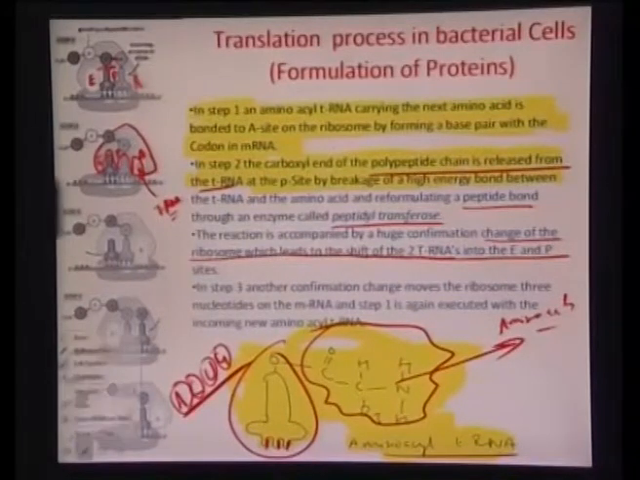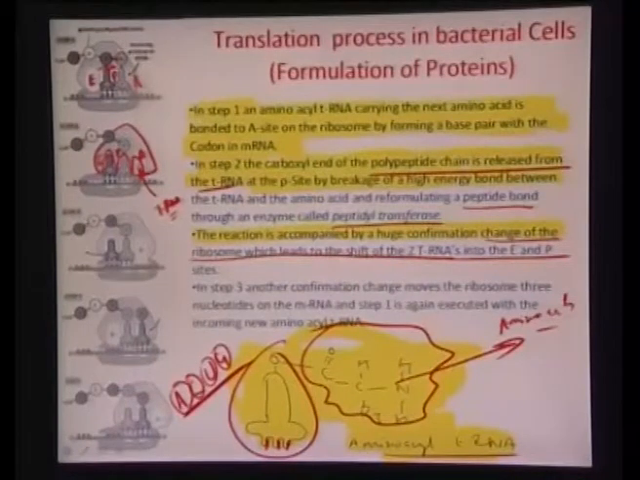So therefore the reaction is accompanied by a huge conformation change of the ribosome, which leads to the shift of the two tRNAs into the E and P sites, okay, and that's step 2 here. So there is a conformational change leading to the opening of this A site and closing respectively of the E and P site. The transfer RNAs change their position.